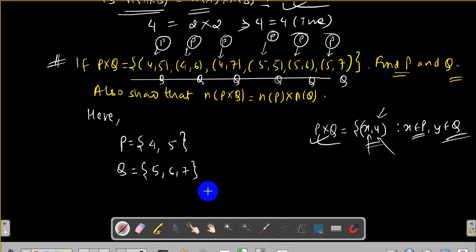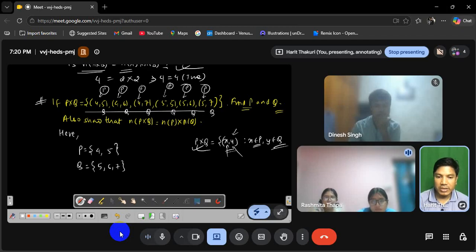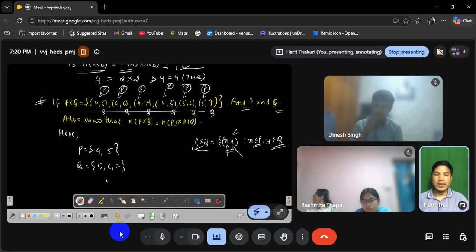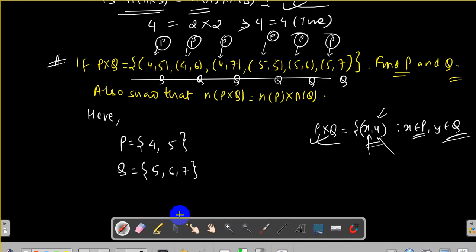Do you have any confusion on this? Any confusion, Aryaman? So elements of P are 4 and 5, elements of Q are 5, 6 and 7. Okay, the first part is finished.